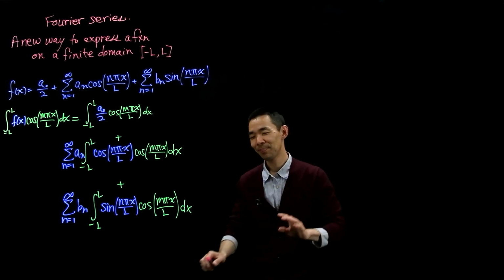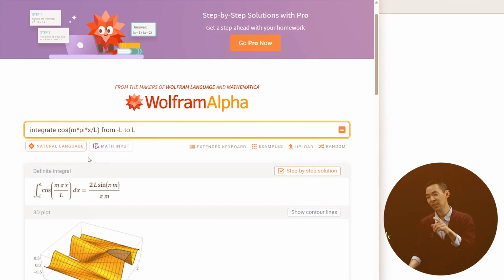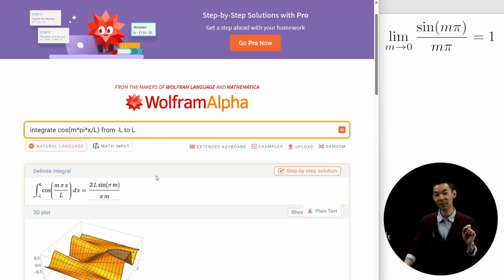Hold on, let's think about this. There's a special case when m is equal to 0. Because if you look at this solution here, when m goes to 0, the numerator goes to 0, but the denominator also goes to 0. So you have a situation where you have sine of 0 divided by 0. To take the limit of that, you have to use L'Hopital's rule, so the derivative of the numerator and the denominator. And when you do that, you're going to get a non-zero number left over. In this particular case, you're going to get 2L left over.